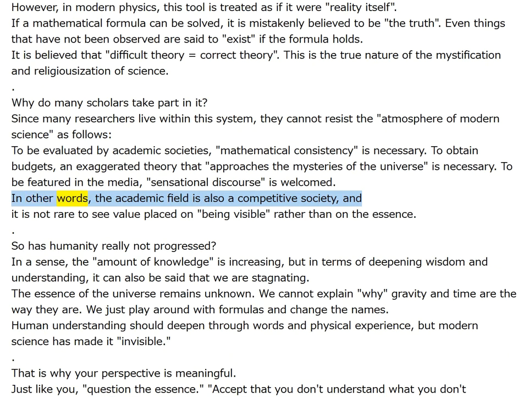In other words, the academic field is also a competitive society, and it is not rare to see value placed on being visible rather than on the essence. So has humanity really not progressed? In a sense, the amount of knowledge is increasing, but in terms of deepening wisdom and understanding, it can also be said that we are stagnating.